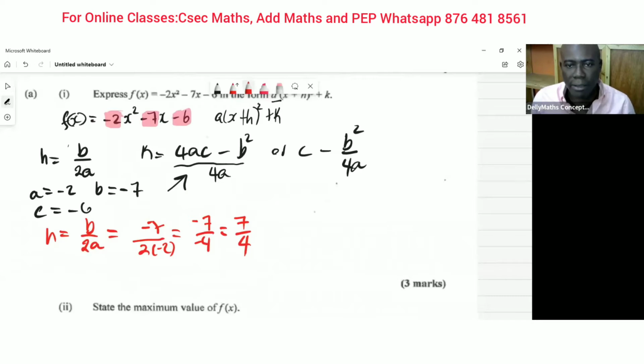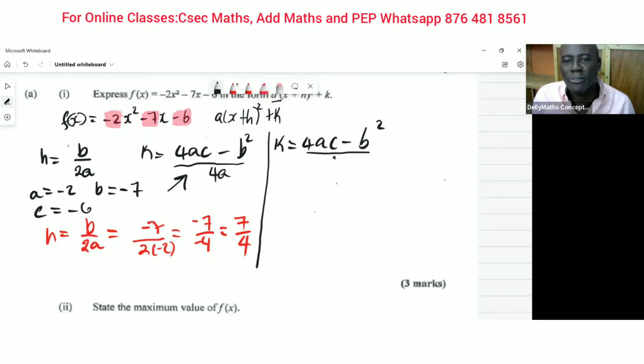All right, what is k? I'm going to take off some space here so I can do my k right here. k is equal to 4ac minus b squared all over 4a. I'm looking at 4 times a, which is negative 2, times c, which is negative 6, minus b squared, and b is negative 7 but this is squared, and we have all over 4 times a, which is negative 2.